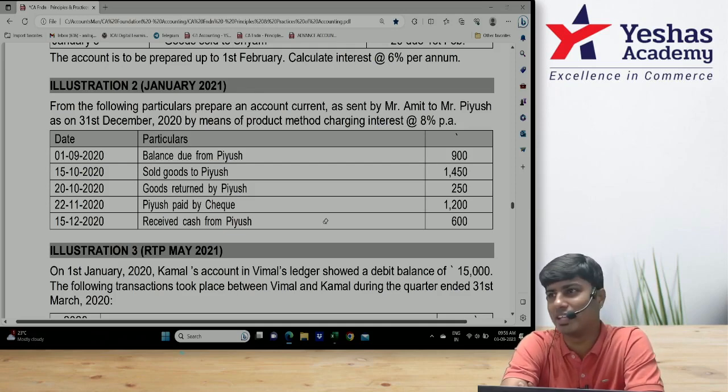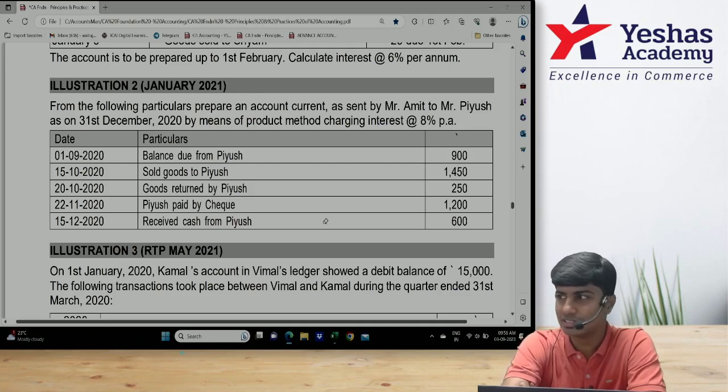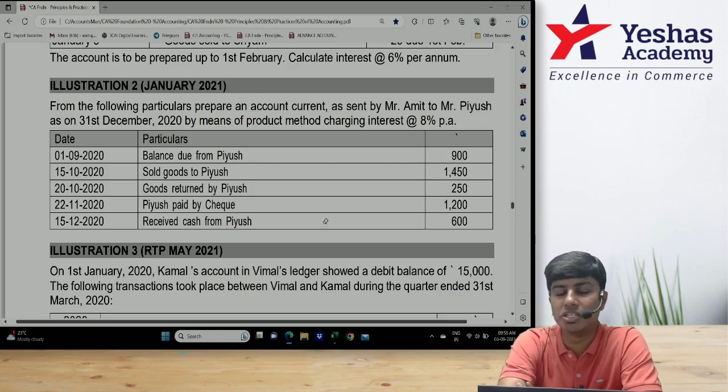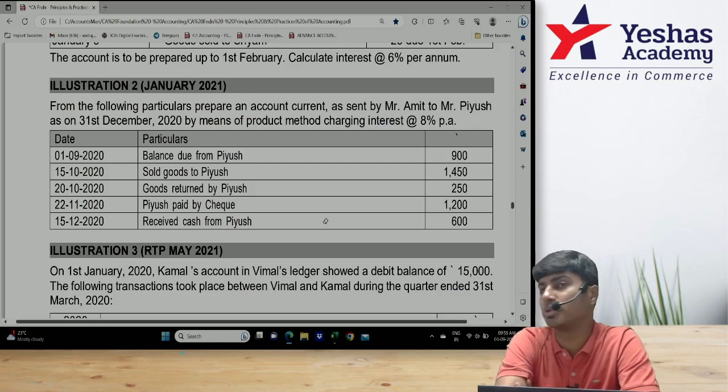So sent by Amit to Mr. Piyush should remind you on multiple occasions. You should remember, that should never be forgotten. Mr. Amit to Mr. Piyush. So Mr. Amit is giving to Mr. Piyush. What should be the name of the account current?